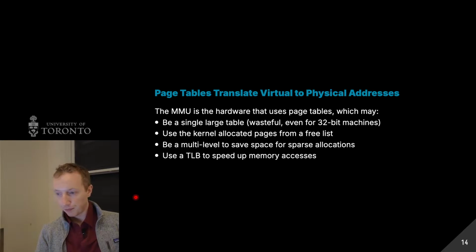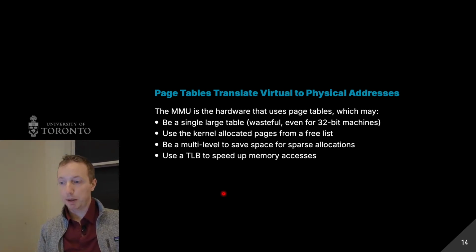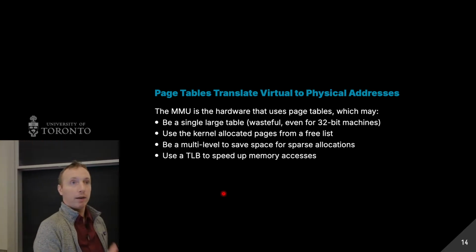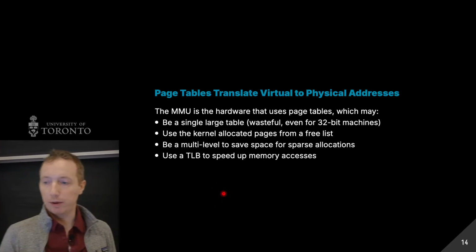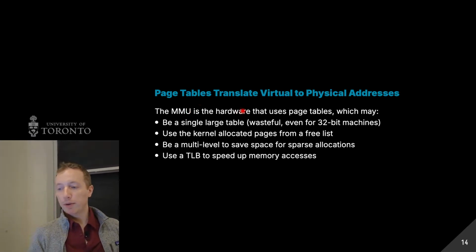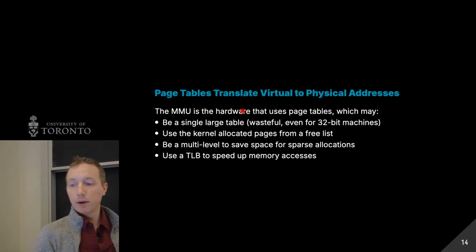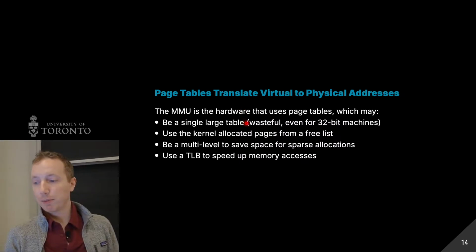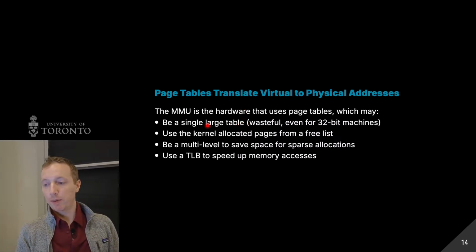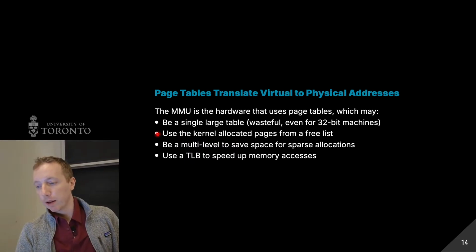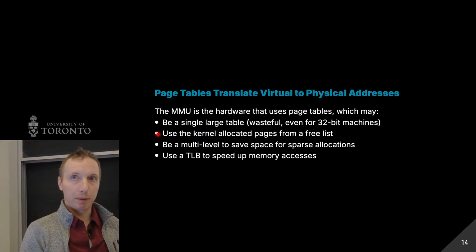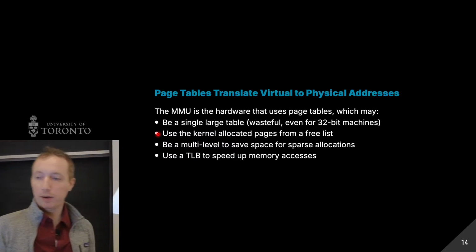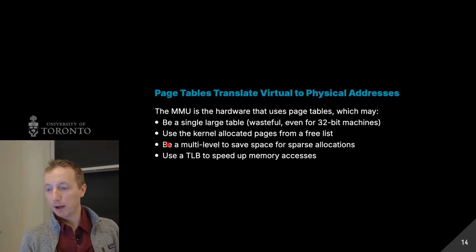All right, so we wrapped up page tables, which translate a virtual page to a physical page, or addresses if you use the offsets. The MMU is the hardware that uses those page tables, which could be a single large page table, but that's really wasteful. If you only have a 16-bit address, then it's probably fine. The kernel simplifies: the kernel just cares about allocating pages. It could just do it from a free list of pages. It doesn't have to worry about any fragmentation or anything like that.